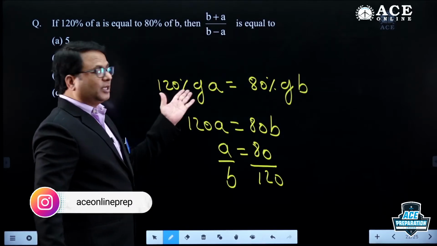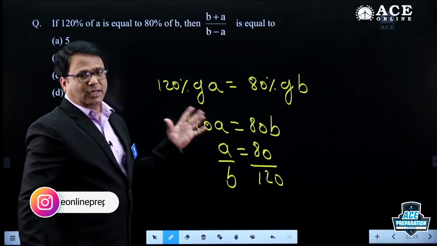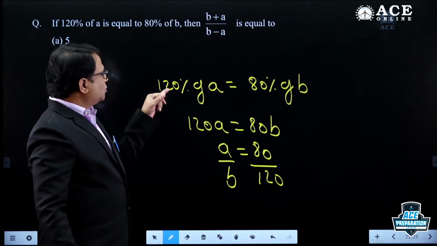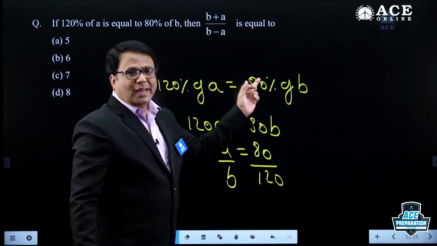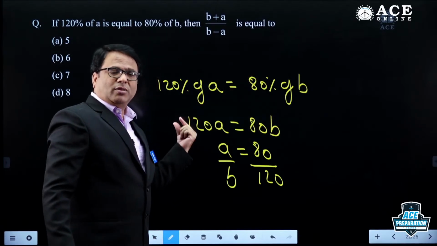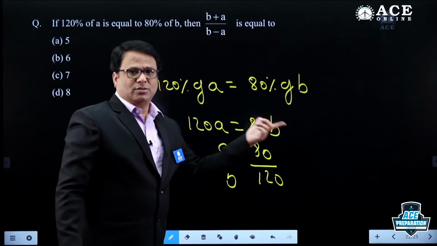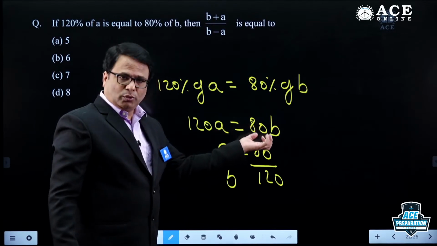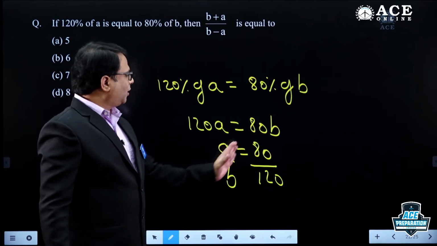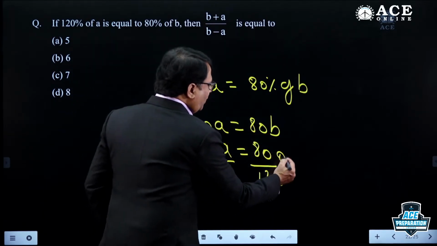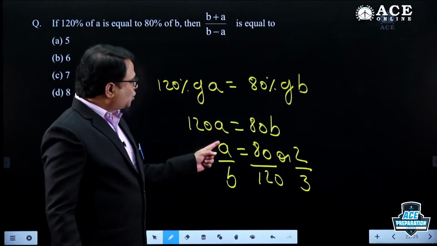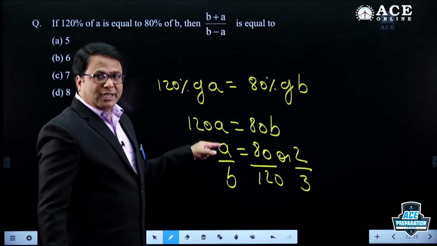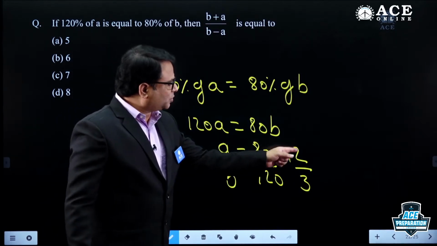Don't think that 120% of A can be written as 120A. So this is just comparison. So 120% means 120 by 100. 80% means 80 by 100. So 100 on the left side, 100 on the right side gets cancelled. So therefore I'm writing 120A equal to 80B. Now A by B equal to 80 by 120 or 2 by 3. It means the ratio of A and B. The ratio of A and B is 2:3.